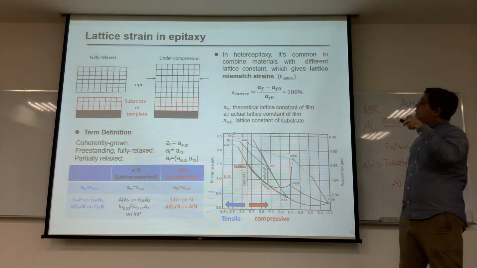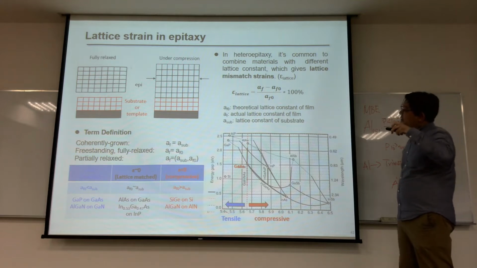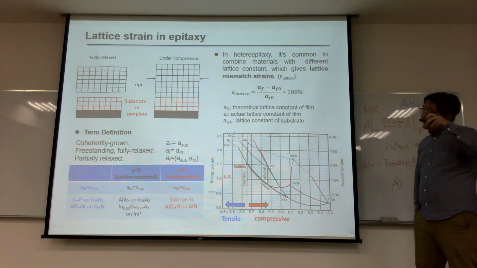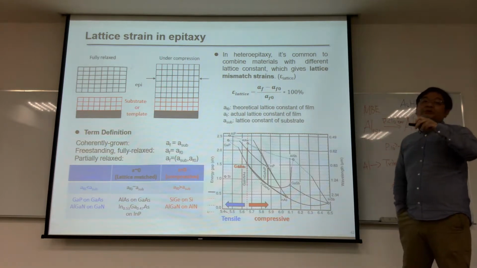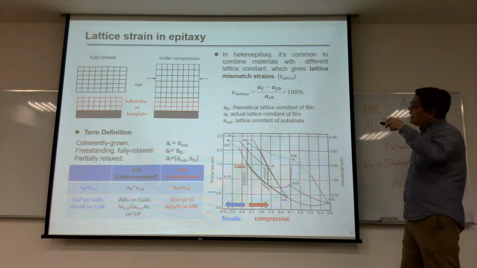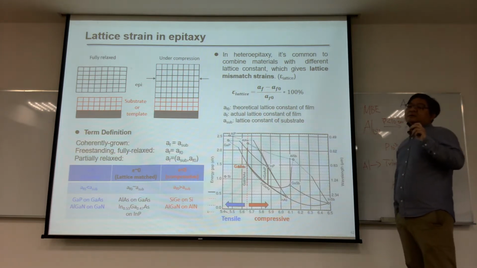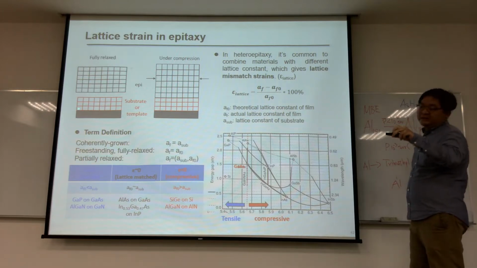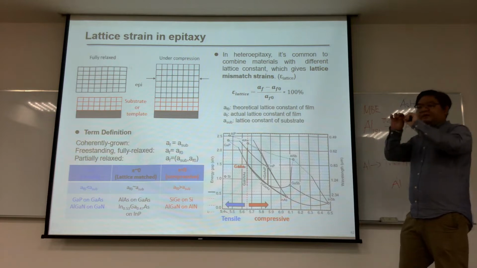We evaluate it. We call it lattice-mismatch strain, and we can evaluate it like that. The a_f0 means the original size of the lattice constant, and a_f is its final size of the lattice constant. It's usually the same as the substrate, because the substrate is big and the layer is thin.